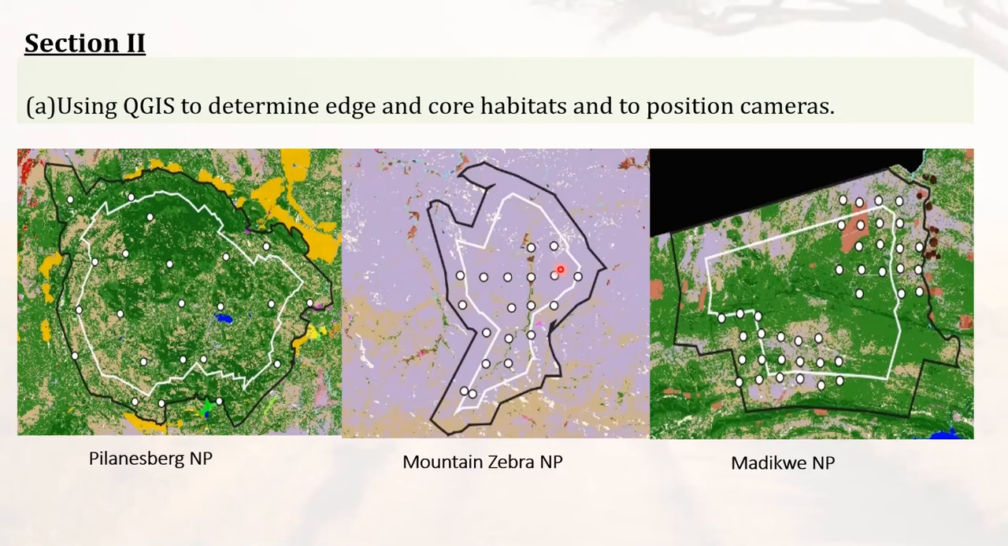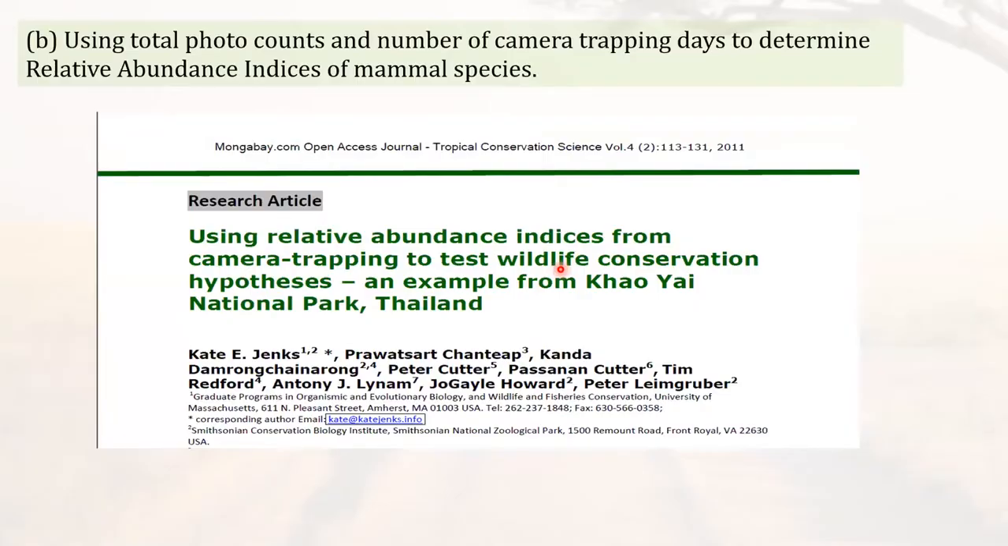And then the white dots you see are camera positions as provided from Snapshot Safari. So the method we used to find the abundance of mammal species is the relative abundance index. This method was described by Jenks in their research carried out in Thailand in 2011.